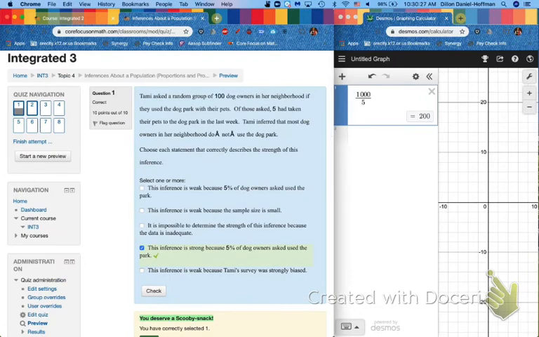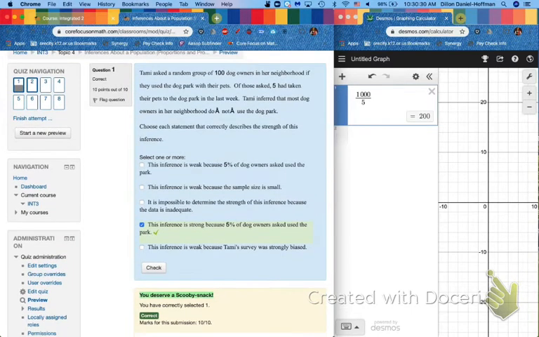And look what it says when you get it right. You deserve a Scooby snack. You'll notice the other ones are not true. It's not weak, because as I said, it's a strong inference. And it says it's impossible to determine the strength of the inference. No, we know, again, it's a strong inference, because it's really obvious one way or another.